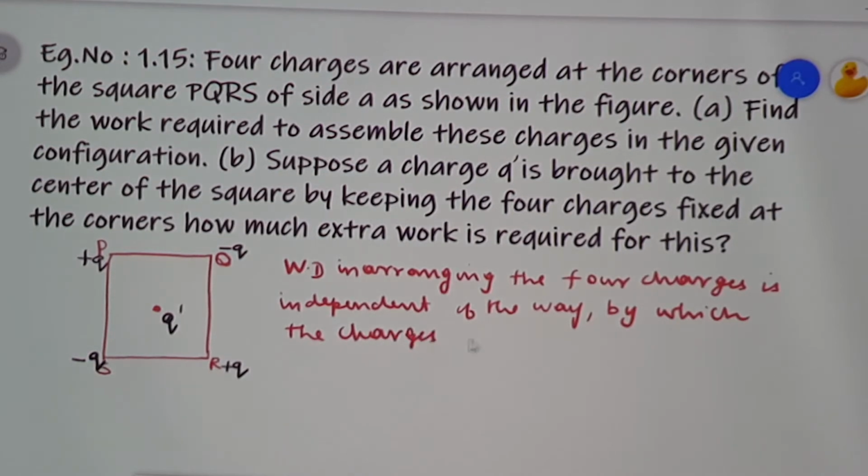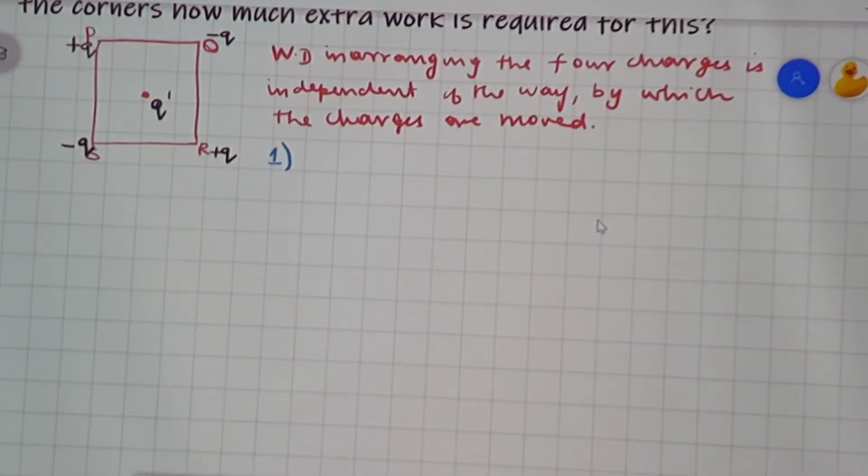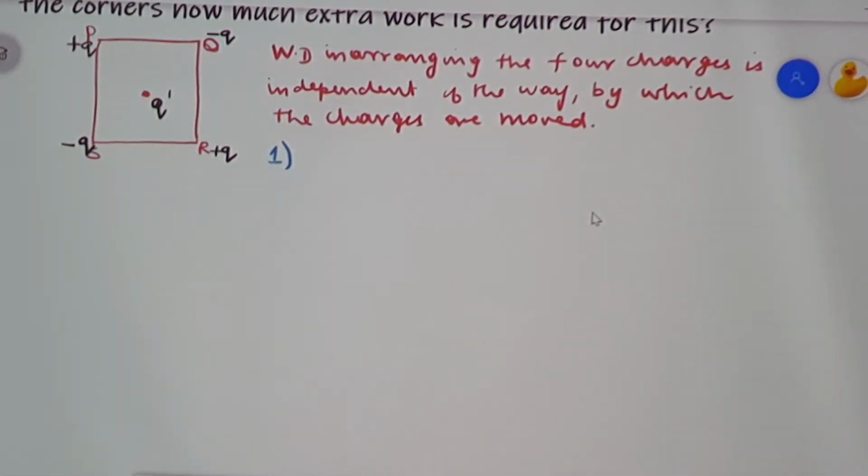The charges are moved or arranged. This is considered to be a general concept, just to know that. Now, let us consider the first point. Let us go as we have considered in our theory. See, what is the first point? First point, we have to move the charge plus Q, which is arranged at the point P.